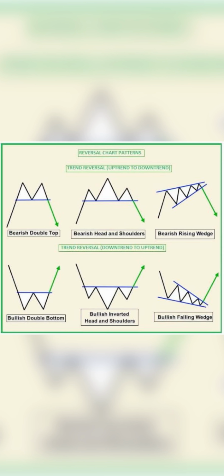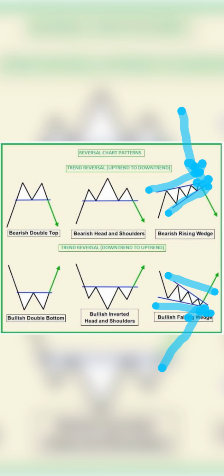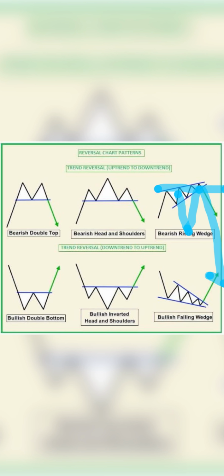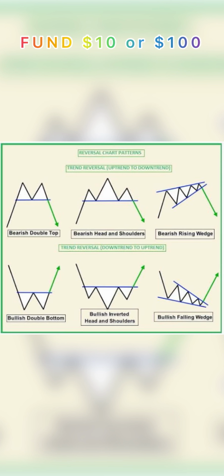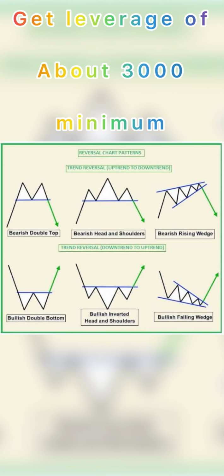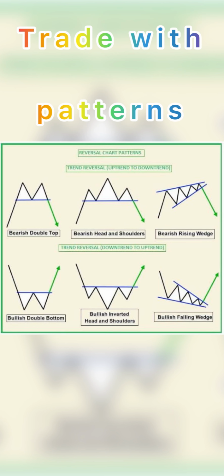Now for the rising and the falling wedge, once you draw your trend line and it's forming that kind of pattern, you can pick your entry from the top, or once it comes down, you look for its zone to just enter. And also for the bullish falling wedge, it's pretty simple. Like I said, the first thing you want to consider is to fund a minimum of $10. Get a leverage of about 3,000 to 5,000, then trade pattern.